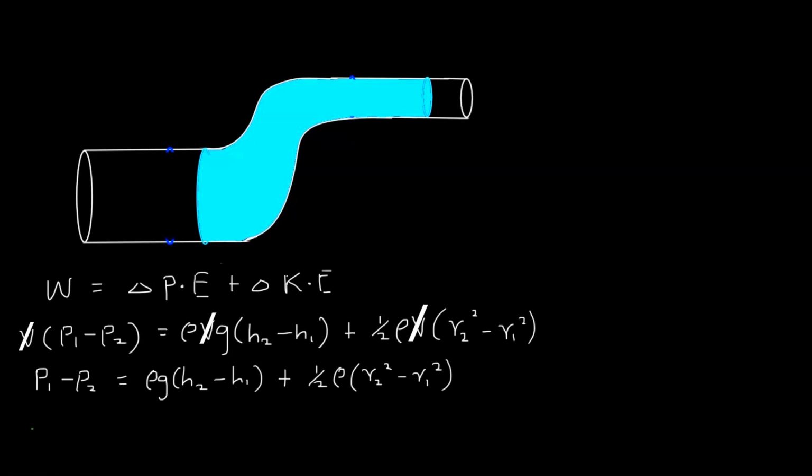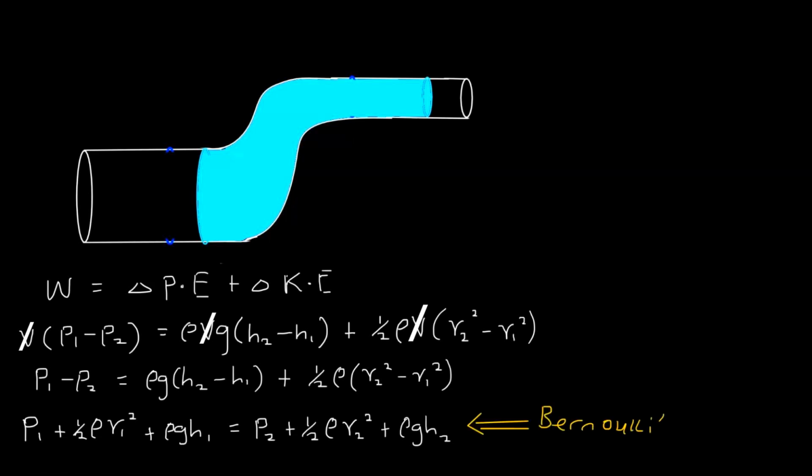We can rewrite this as P1 plus half rho v1 squared plus rho g h1 equals P2 plus half rho v2 squared plus rho g h2. This is Bernoulli's equation, and since points 1 and 2 can apply to any 2 points along the pipe, it can also be written as P plus 1 over 2 rho v squared plus rho g h is constant at every point in the fluid.